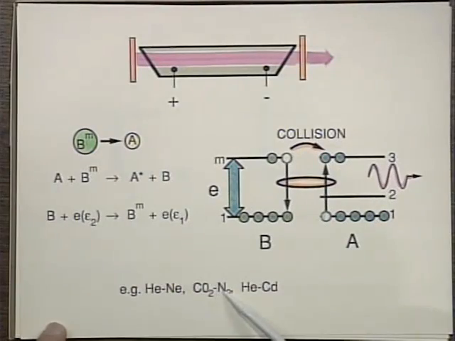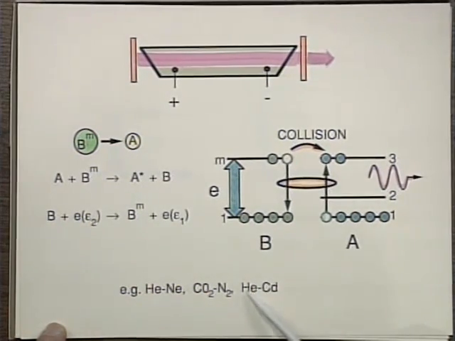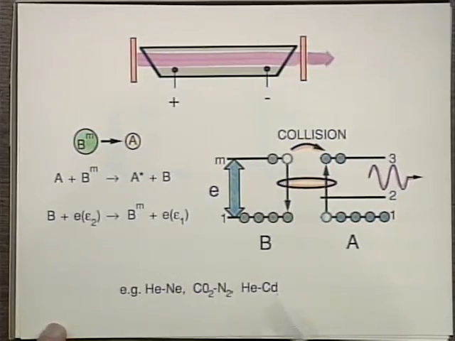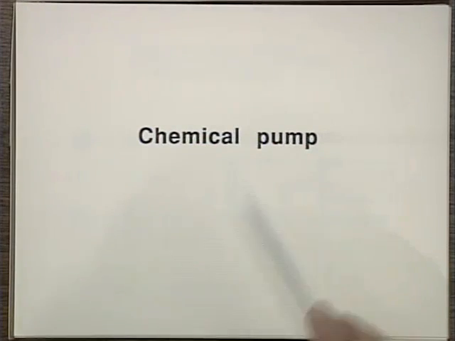Of course, in the case of CO2, it's the nitrogen that supplies the metastables to excite CO2. And in the case of helium-cadmium, again it's the helium, just like in here, that supplies the metastables to excite cadmium. And there are other kinds of lasers that depend on these collisions. Another type of pump is the chemical pump.